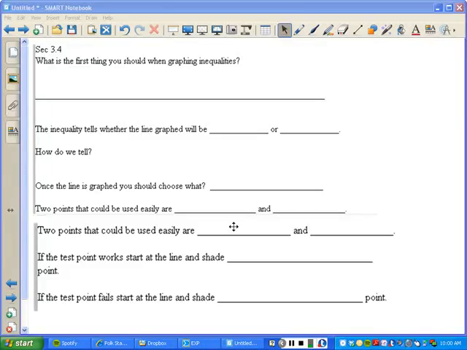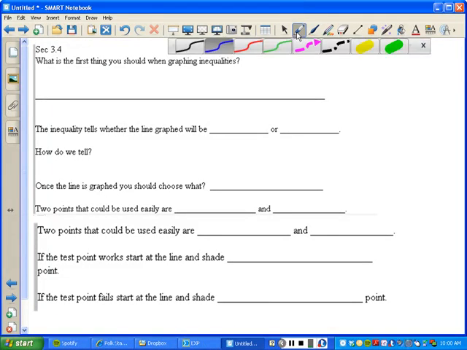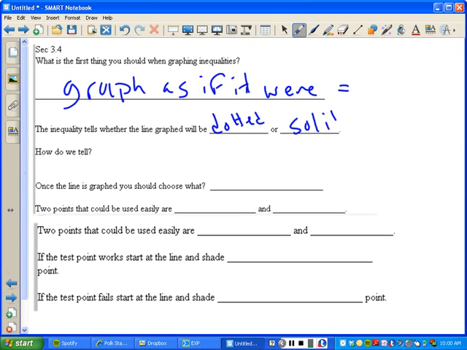What is the first thing you should do when graphing inequalities? Graph as if it were equals. So graph the inequality as if it were an equal sign. The inequality tells whether the line graph will be dotted or solid. How do you tell?